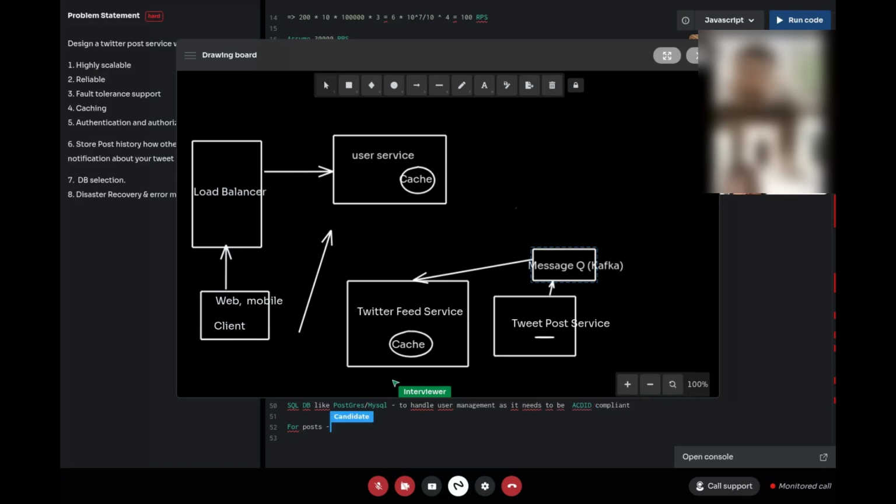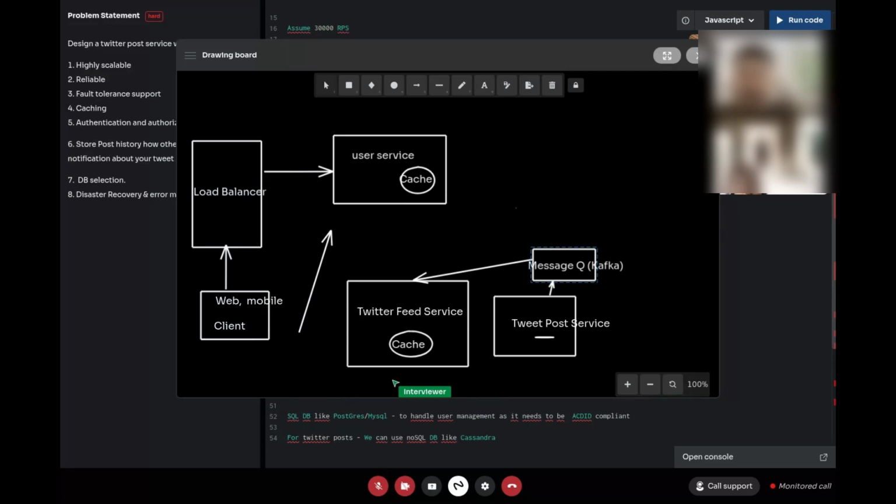And for posts, Twitter posts, we can use a NoSQL DB like Cassandra, as there exists no relation between posts. Okay, so now let me structure the tables as well.